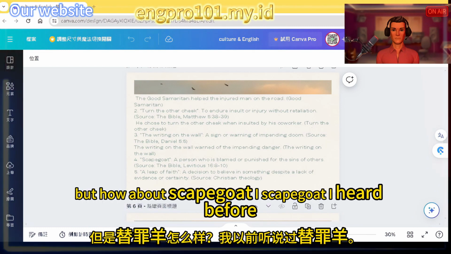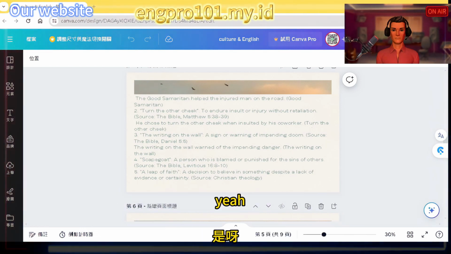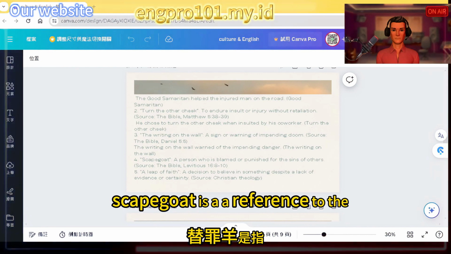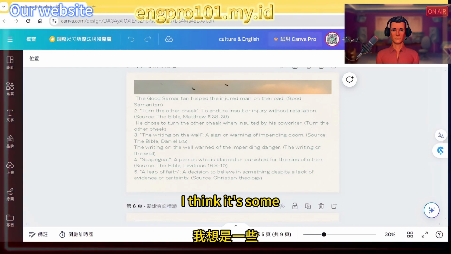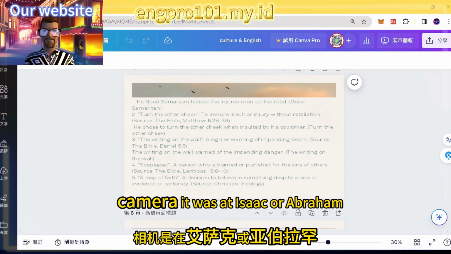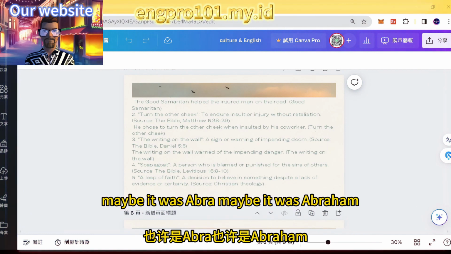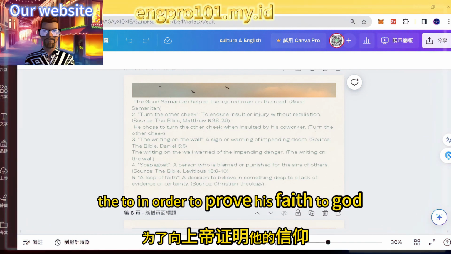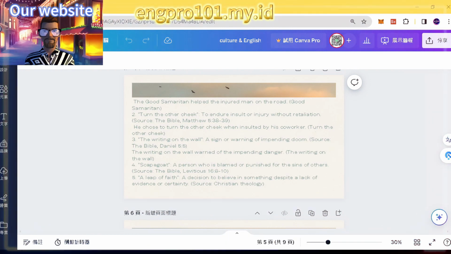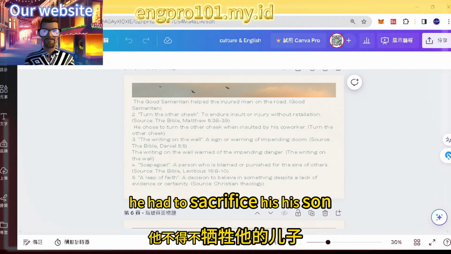Okay. Right. But how about scapegoat? I heard it before. Yeah, scapegoat is a reference to the sacrifice. I think it originally comes from, I can't remember, was it Isaac or Abraham? Maybe it was Abraham. God told him, in order to prove his faith, to sacrifice his son.